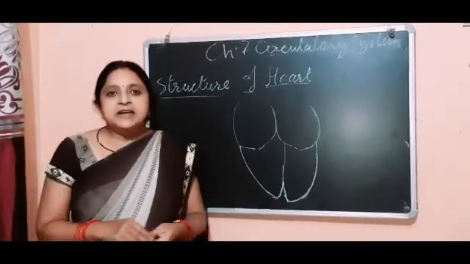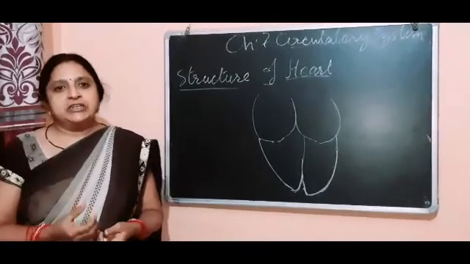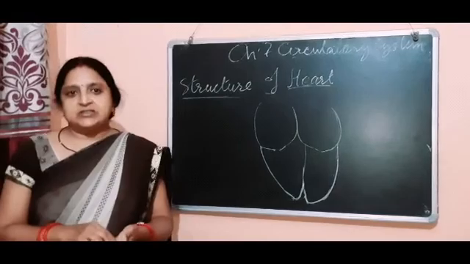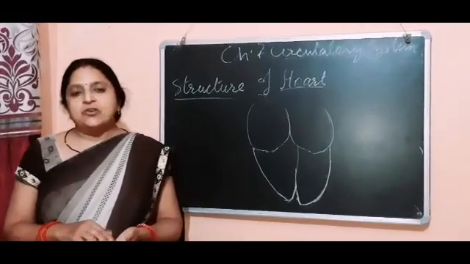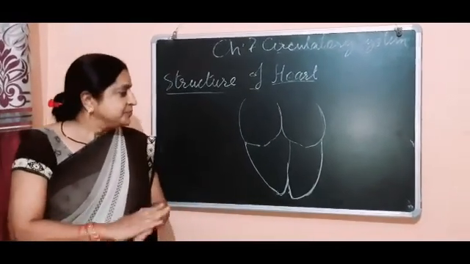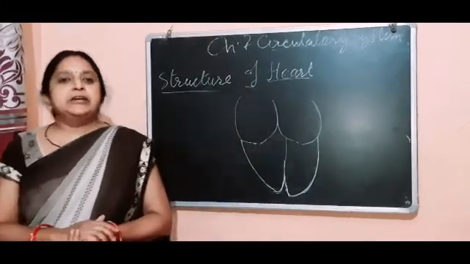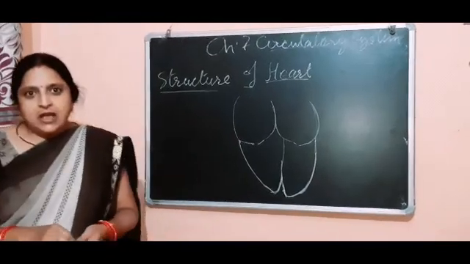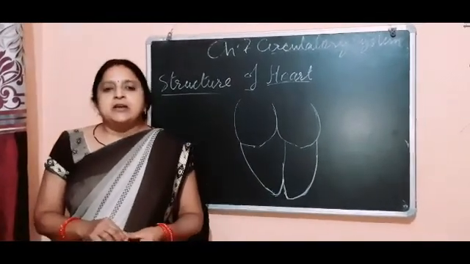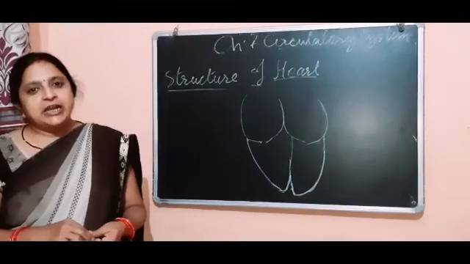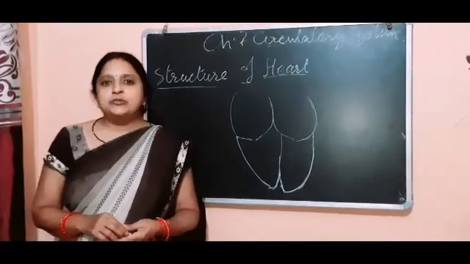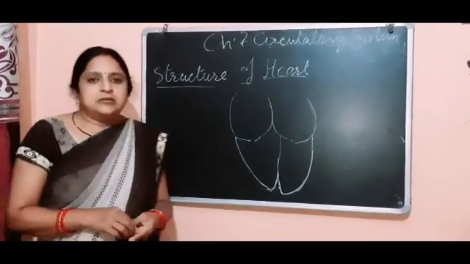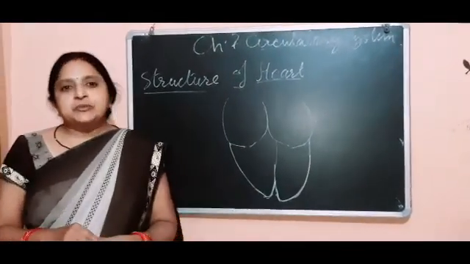Now our heart is a muscular organ, and it is located in the chest cavity, slightly towards the left side of our body. It is covered by a double layered membrane, and that membrane is called the pericardium. In between the double layer, pericardial fluid is present, and its function is to absorb the shocks which are found on the blood.